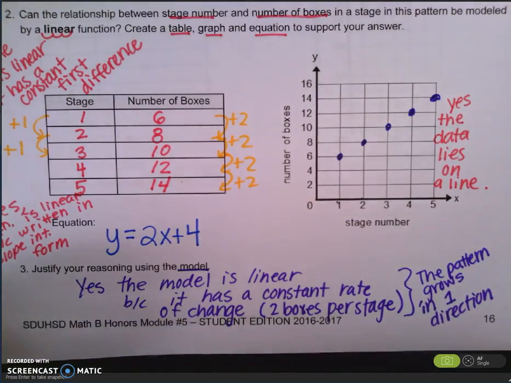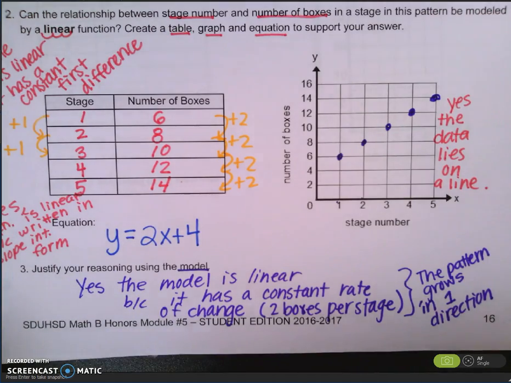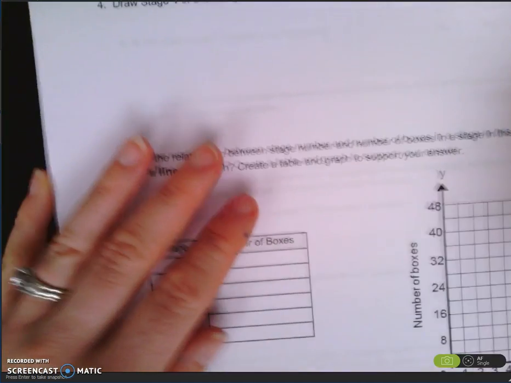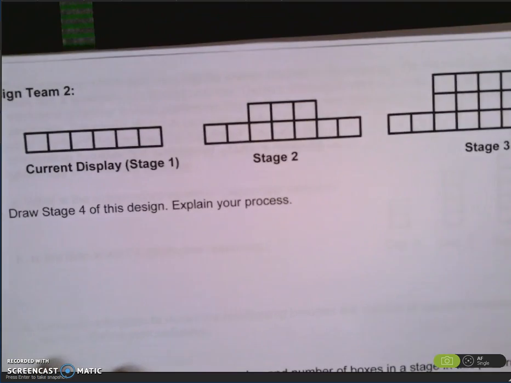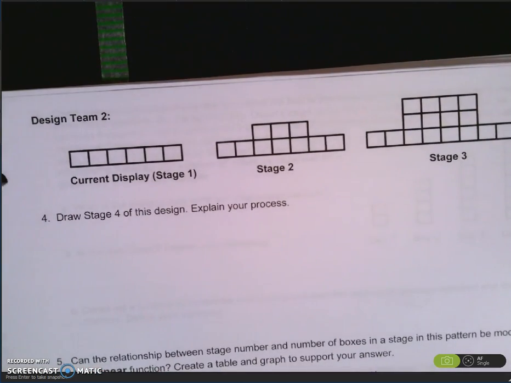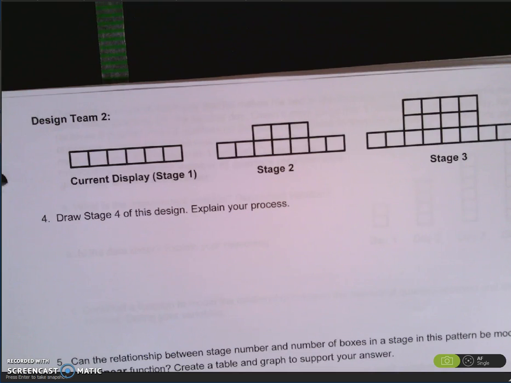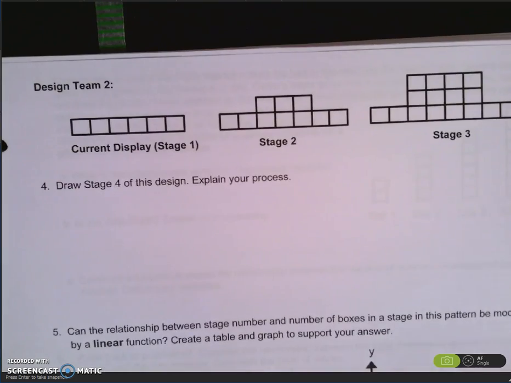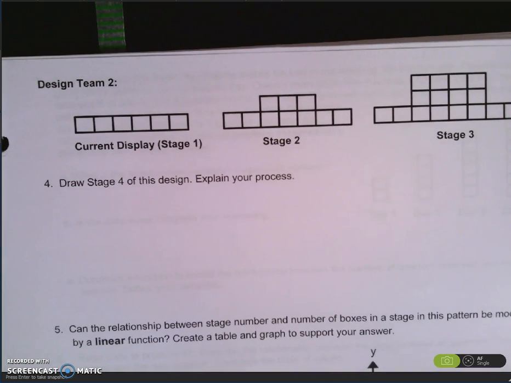Interesting. I'd like you to turn the page and look at what Design Team 2 has come up with. Looking at Design Team 2, can you draw Stage 4 and explain your process? Investigate Design Team 2 with your group and draw Stage 4. I'm going to give you 2 minutes. Go ahead and pause the video for 2 minutes for students to draw Stage 4 and explain their process.